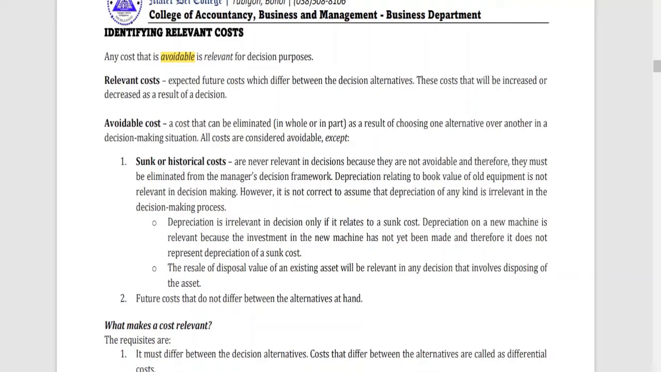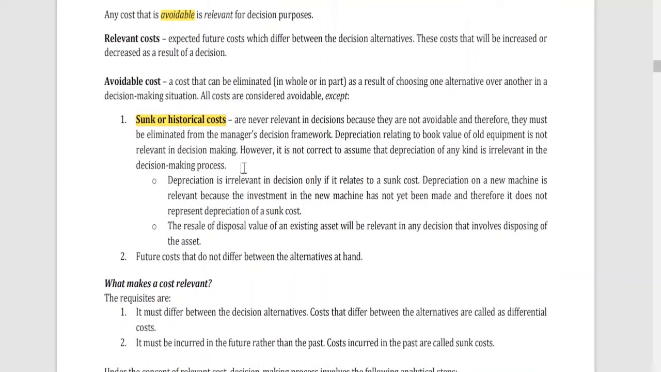Conceptually, all costs are considered avoidable except two. First is the sunk or historical cost. So again, all costs can be considered as avoidable except if it is a sunk cost or a historical cost. So what is this sunk cost? These are past costs, or historical, already incurred. Like for example, the acquisition cost of your old equipment. They were already spent before.